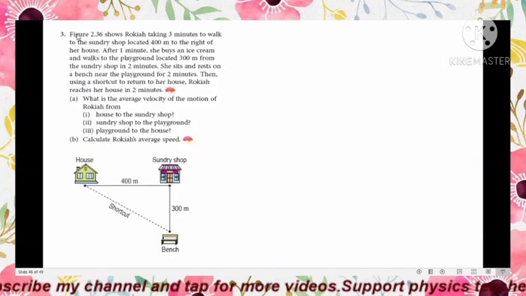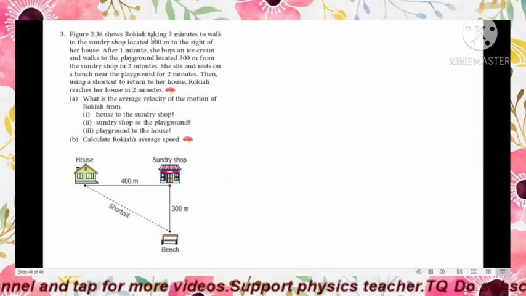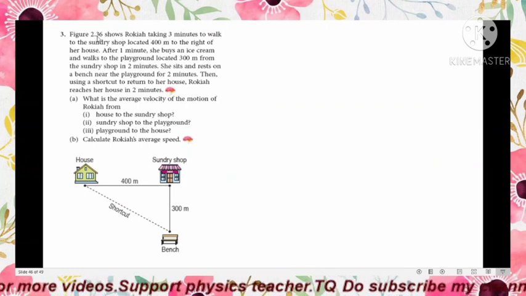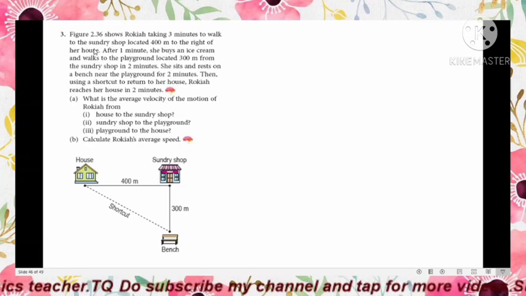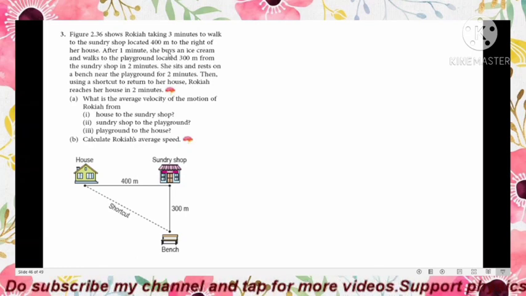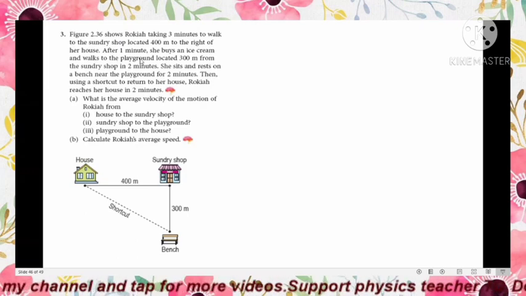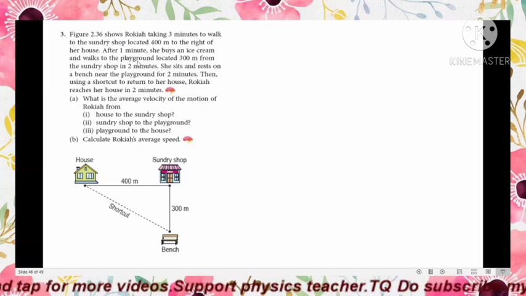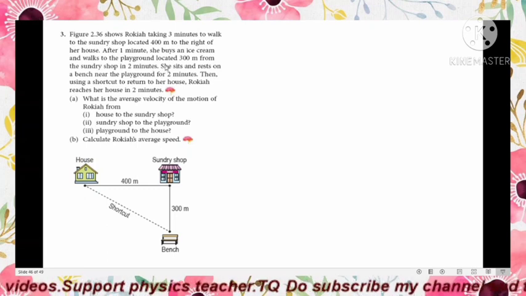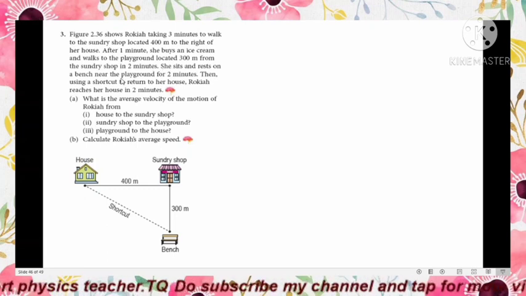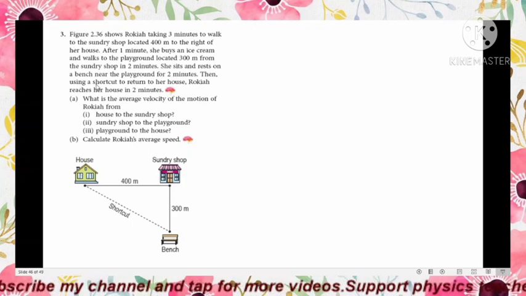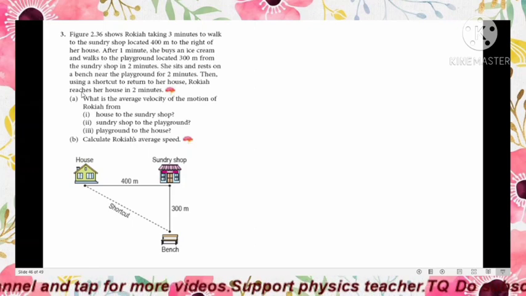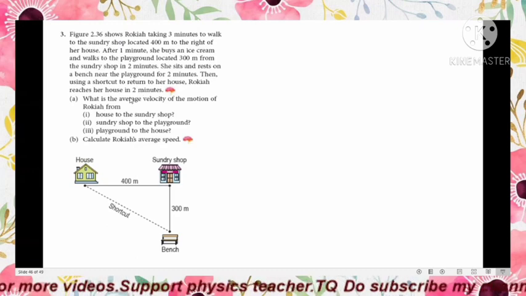Number 3, figure 2.36 shows Rokia taking 3 minutes to walk to the sundry shop located 400 meters to the right of her house. After 1 minute, she buys an ice cream and walks to the playground located 300 meters from the sundry shop in 2 minutes. She sits and rests on the bench near the playground for 2 minutes. Then, using a shortcut to return to her house, Rokia reaches her house in 2 minutes.